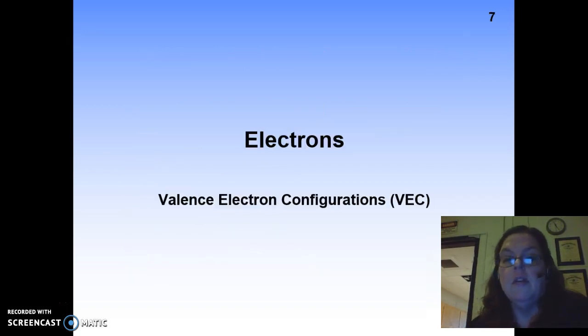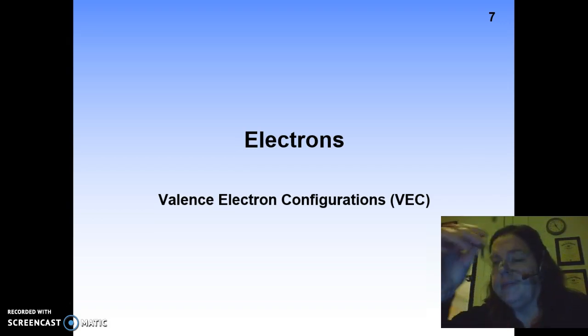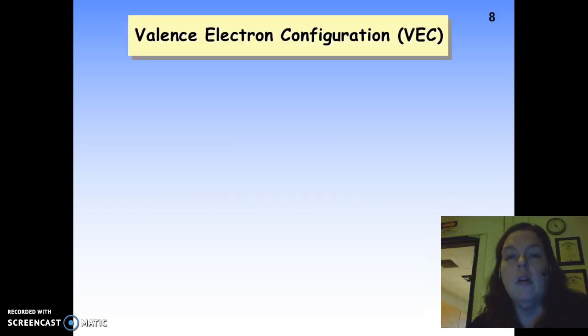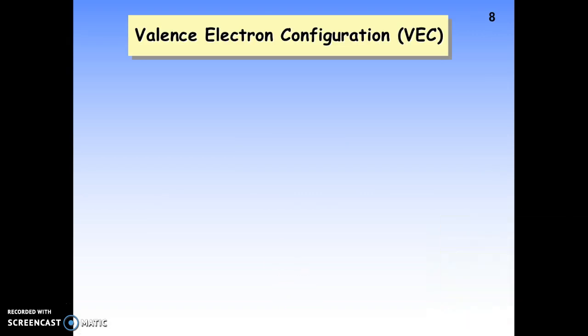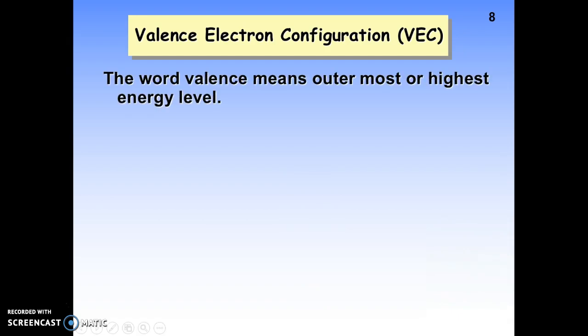Okay, so today we're going to be talking about electrons, especially valence electron configurations and how we figure that out. We already know how to do electron configurations. Now we just have to figure out how to do these things called valence electron configurations. So here we go. So valence electron configurations, what are they? The word valence means outermost or highest energy level. So we're looking for the energy level that has the highest or the outermost number.